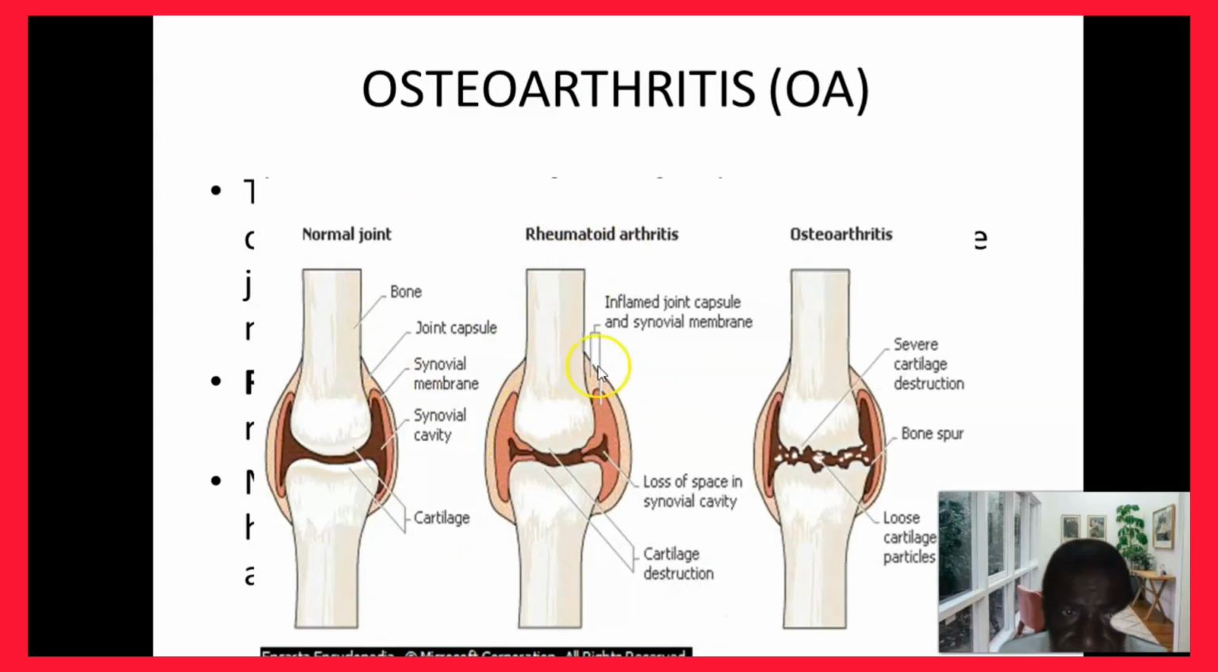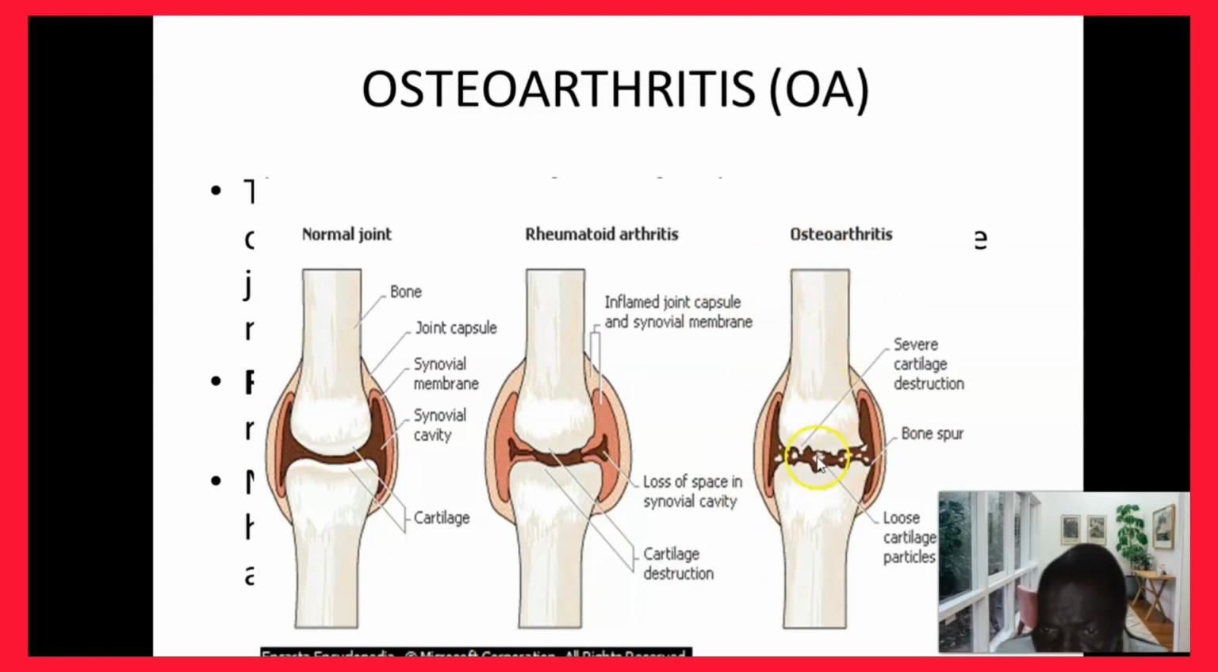You can see the normal joint. This is the cartilage. The cartilage is that covering of the bone. It covers the bone, and this is the synovial membrane that secretes the synovial fluid, which occupies this side and makes the friction very little, almost no friction at all.